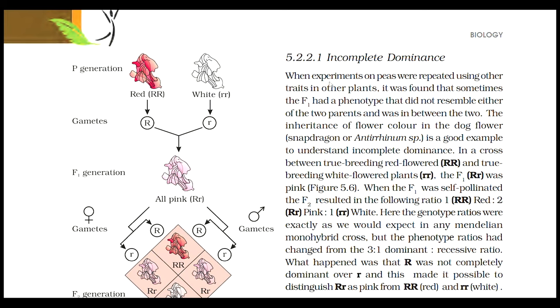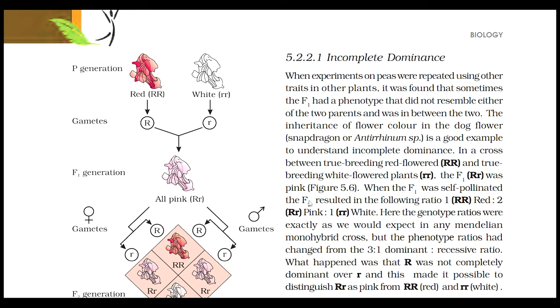5.2.2.1 Incomplete dominance. When experiments on peas were repeated using other traits in other plants, it was found that sometimes the F1 had a phenotype that did not resemble either of the two parents and was in between the two. The inheritance of flower color in the dog flower, snapdragon or Antirrhinum sp. is a good example to understand incomplete dominance. In a cross between true breeding red flowered (RR) and true breeding white flowered plants (rr), the F1 (Rr) was pink, which is given in figure 5.6.